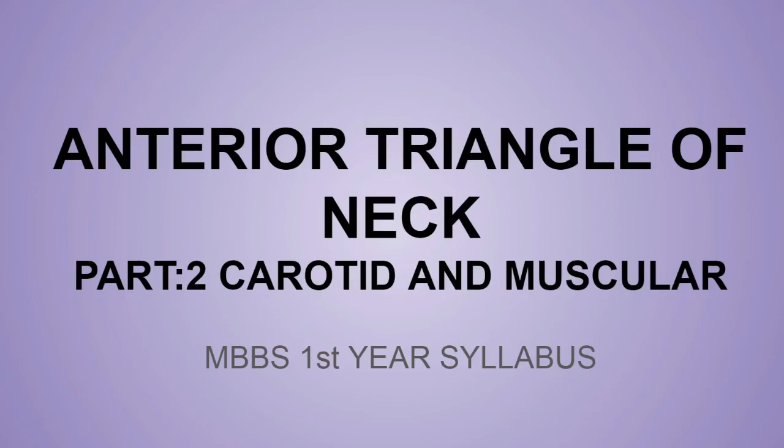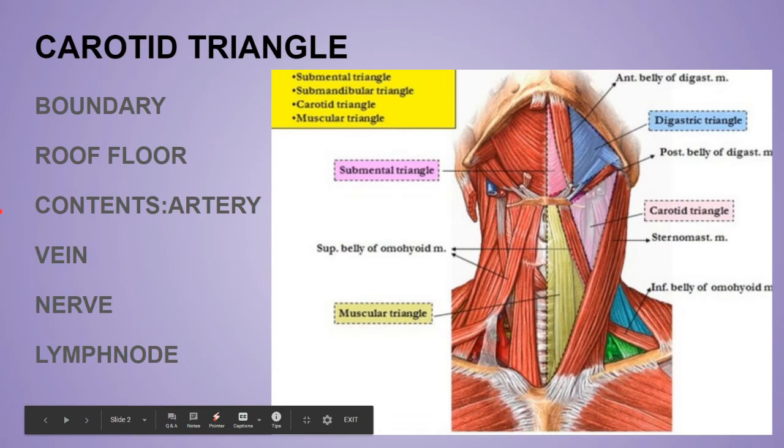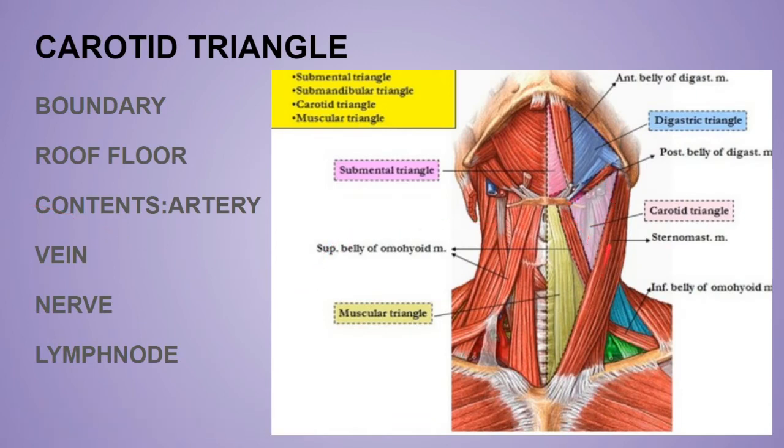Hello everyone. Today we will discuss the anterior triangle of the neck, and in that particularly the carotid triangle and the muscular triangle. Now first of all, the carotid triangle. Over here, as you can see, this is the carotid triangle. And this carotid triangle is actually present on both sides of this anterior triangle of the neck.